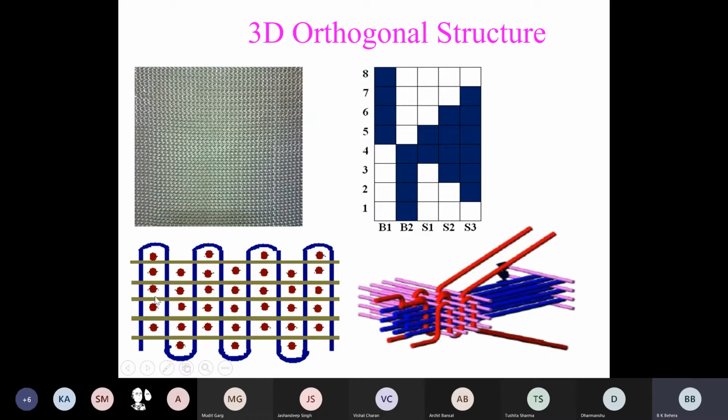And these horizontal threads are the main stuffer yarn. In this, it is the blue yarns. This is the weave diagram of these orthogonal structures.